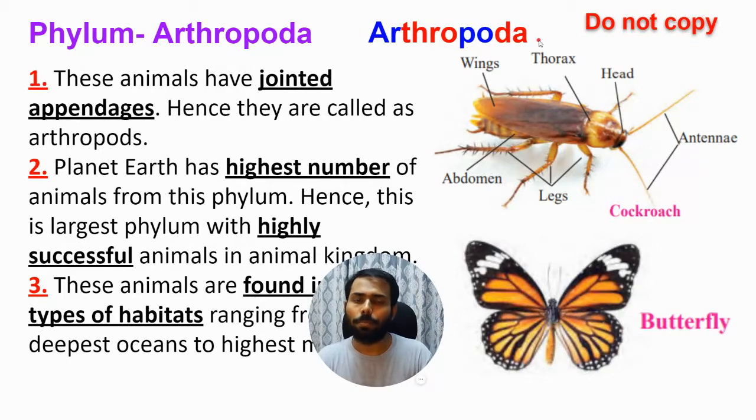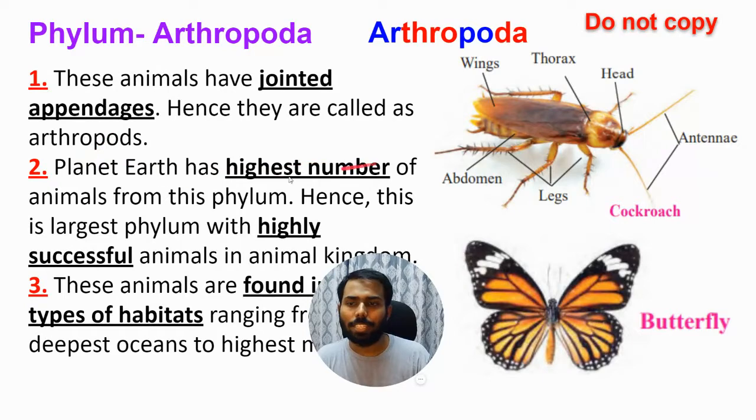Okay, arthropoda. So these animals have jointed appendages. What is appendages? Appendages are small body parts which are attached to the larger body. These body parts can be anything. They could be arms, they could be legs, they could be tentacles, they could be antenna. So if you see here, two small legs are attached to the bigger body part. You can see here antennas attached to the bigger body part, right? So arthropodas will have jointed appendages. Appendages is a small part which is joined to the bigger body part. Okay, and they are called as arthropods.